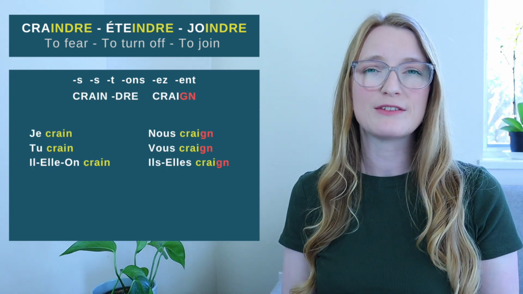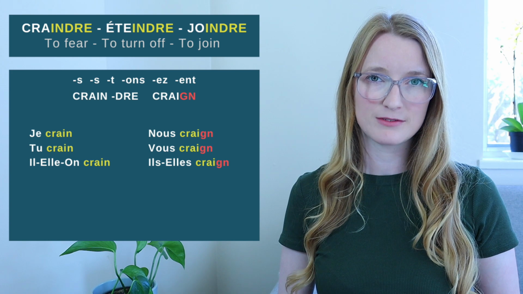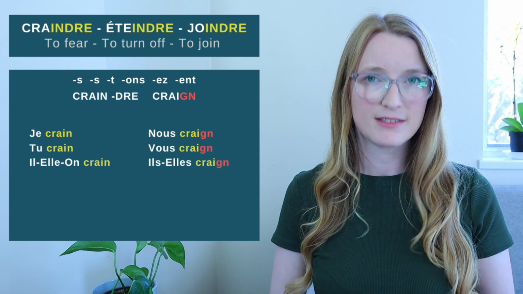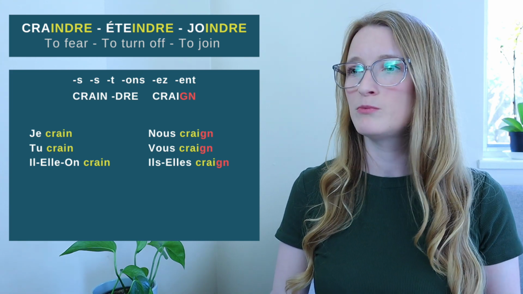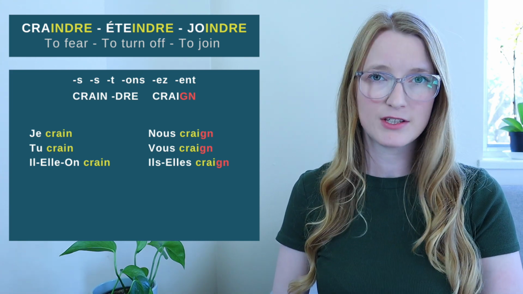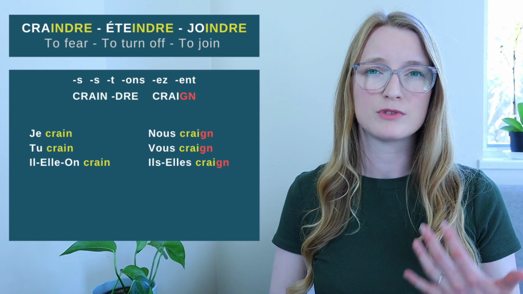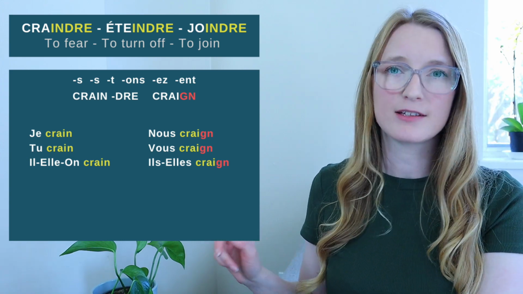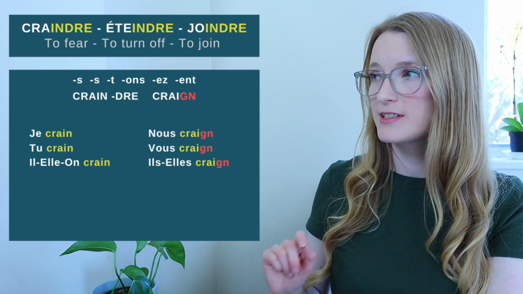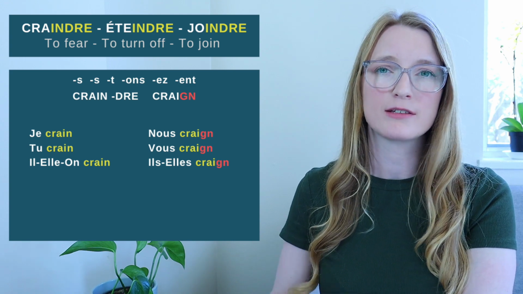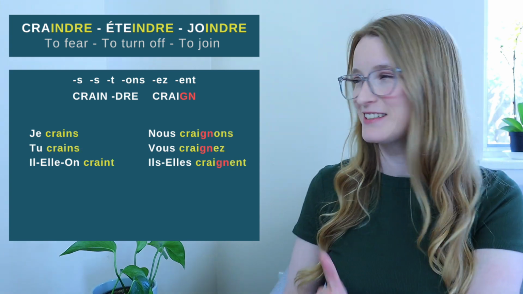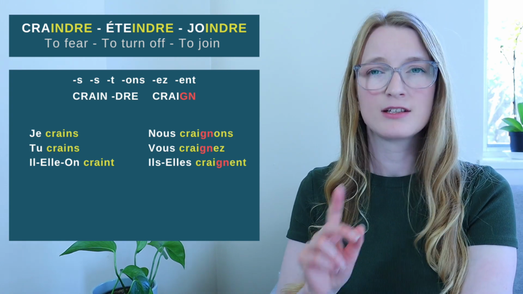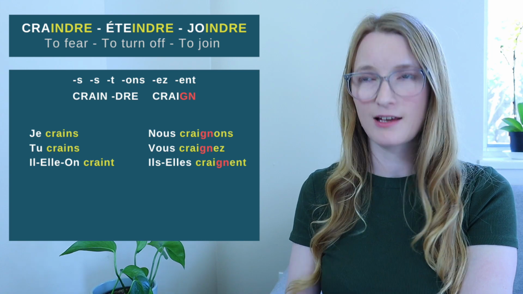Once again, we have two different stems for this verb. Just like we saw before, in the video before about dormir, servir, it's exactly the same thing. So this is going to be mostly the point of this video. It's all the ones with two different stems. So the first stem is going to be crain. The second stem, we remove the n and we add gn. So we have je crains, tu crains, il craint, elle craint, on craint.